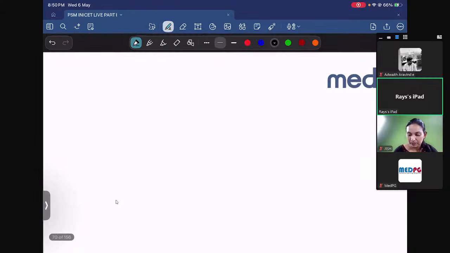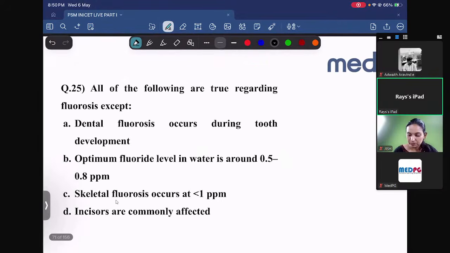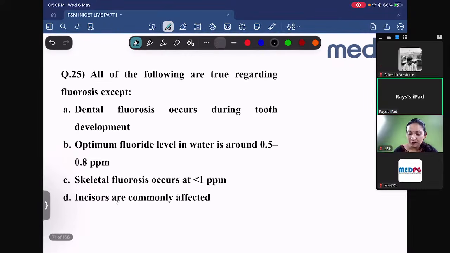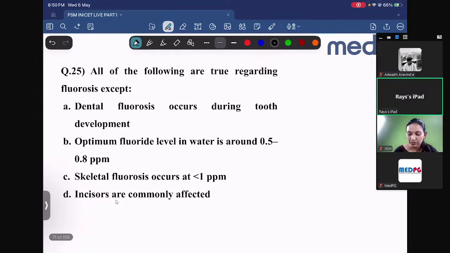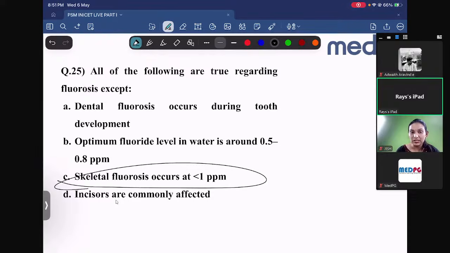Okay. Moving on. All of the following are true about fluorosis except: dental fluorosis occurs during tooth development; optimal fluoride level in water is 0.5 to 0.8; skeletal fluorosis occurs in less than 1 ppm; infants are commonly affected. So here the wrong option is this one. Skeletal fluorosis occurs at less than 1? No, for skeletal fluorosis to occur, the value should be around 3 to 5.